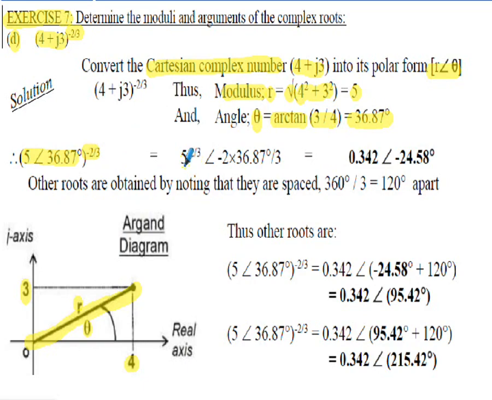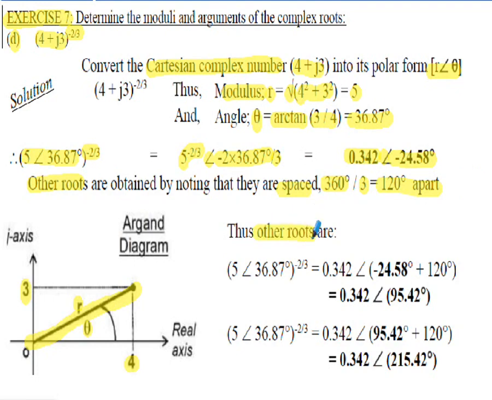Using De Moivre's theorem, we get 5 to the power of negative 2 divided by 3, argument negative 2 multiplied by 36.87 degrees divided by 3. Evaluating, we get 0.342 argument negative 24.58 degrees. Don't forget the other roots are obtained by equally spacing them. In this case, it will be 360 divided by 3, because that's the root we're looking at, and that's 120 degrees apart. Notice we just used the 3 in this case, because that relates to the root part of the negative 2 upon 3 power.